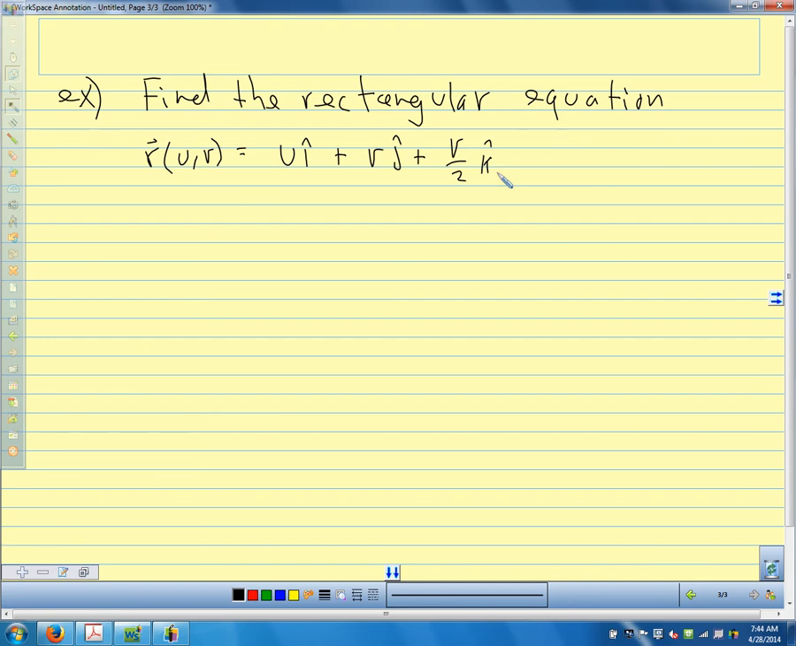So this one's pretty easy. What's our relationship here between the components? z equals y over 2, for any x. So we could say 2z equals y, or 2z minus y equals 0, and that surface would be a plane.